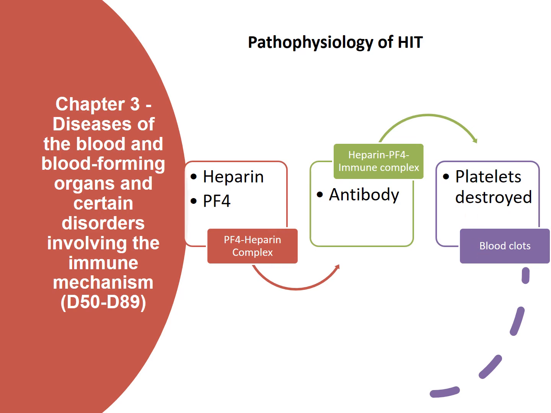In patients with immune-mediated HIT, the results can be deep vein thrombosis, pulmonary embolism, or even heart attack or stroke. However, it does not occur with non-immune HIT. It can be diagnosed by measuring the platelet counts and PF4 antibody level in the blood.